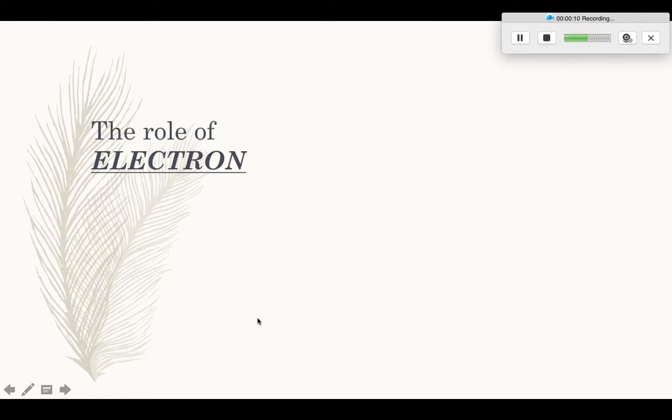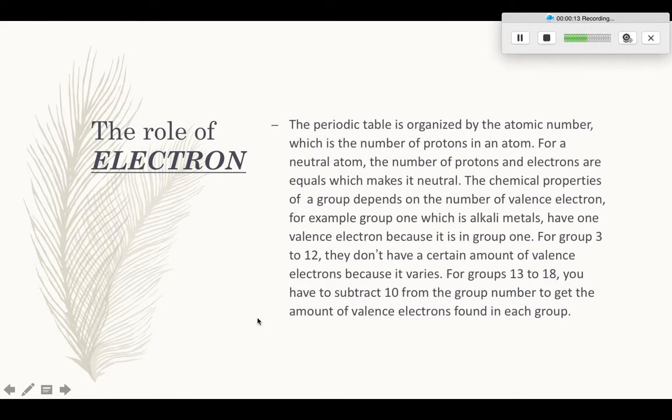The role of electrons. The periodic table is organized by the atomic number, which is the number of protons in an atom. For a neutral atom, the number of protons and electrons are equal, which makes it neutral. The chemical properties of a group depend on the number of valence electrons. For example, group 1, which is the alkali metals, has one valence electron because it is in group 1. For groups 3 to 12, they don't have a certain number of valence electrons because it varies. For groups 13 to 18, you have to subtract 10 from the group number to get the number of valence electrons found in each group.